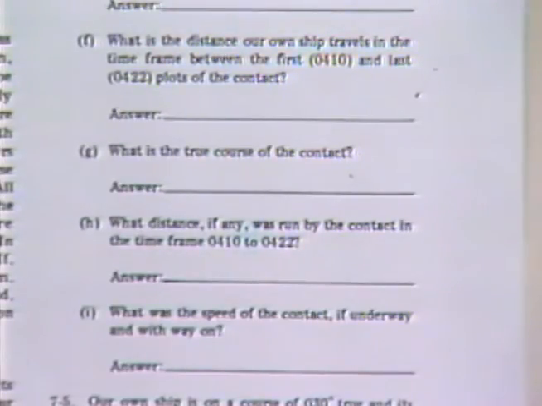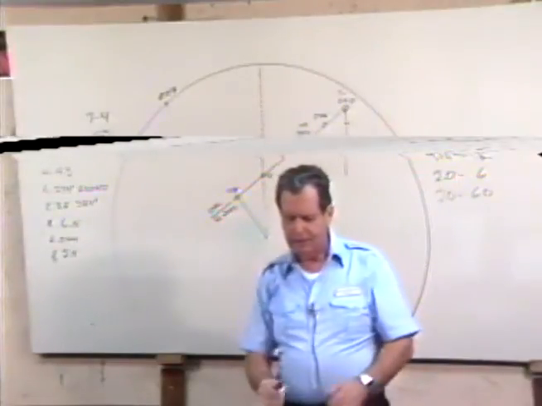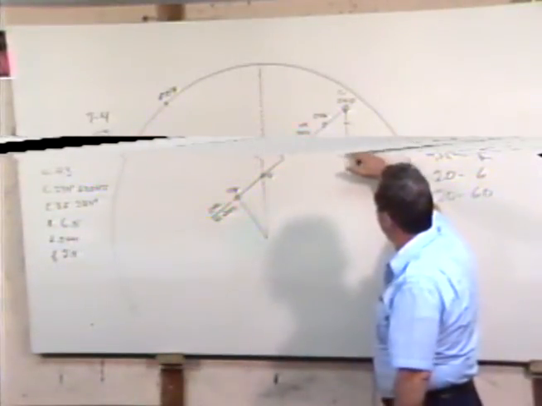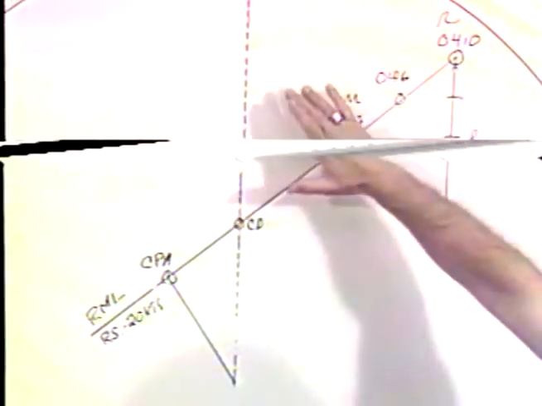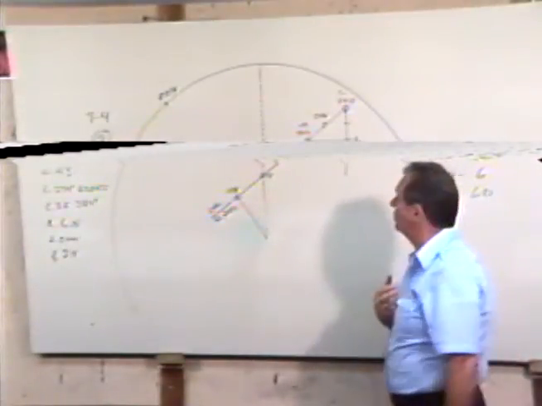Next, G, what is the true course of the contact? The true course of the contact is going to be this direction, E to M. And I think this might be a good time to discuss the letters that we have up here so that you will remember what each of the sets of letters mean. In this case, E to R. Isn't E to R the same as the direction of our course? So E to R, R course.